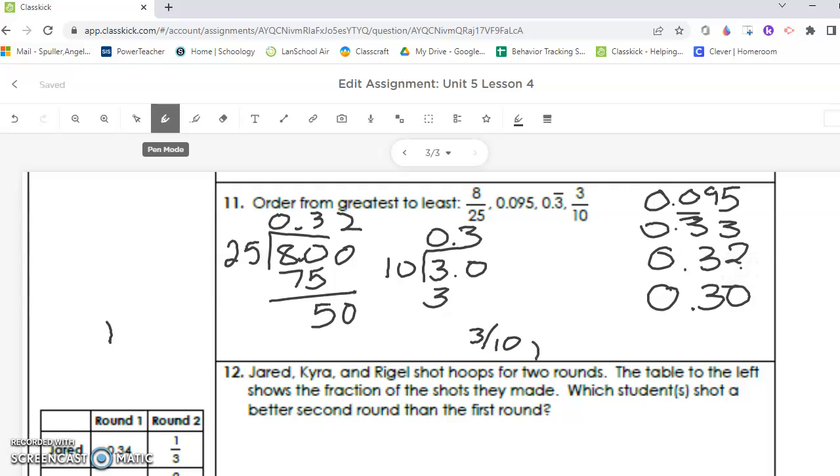Okay, so 3/10 would be smallest. 0.32 would be second, and that was our 8/25. Then we said, actually, I'm completely wrong. It's okay, let's go back. They want least. Our least would be the one that says 0.095 because there's nothing in the tenths place. Then it would be 3/10. Then it would be 8/25, and then it would be 0.3 repeating.